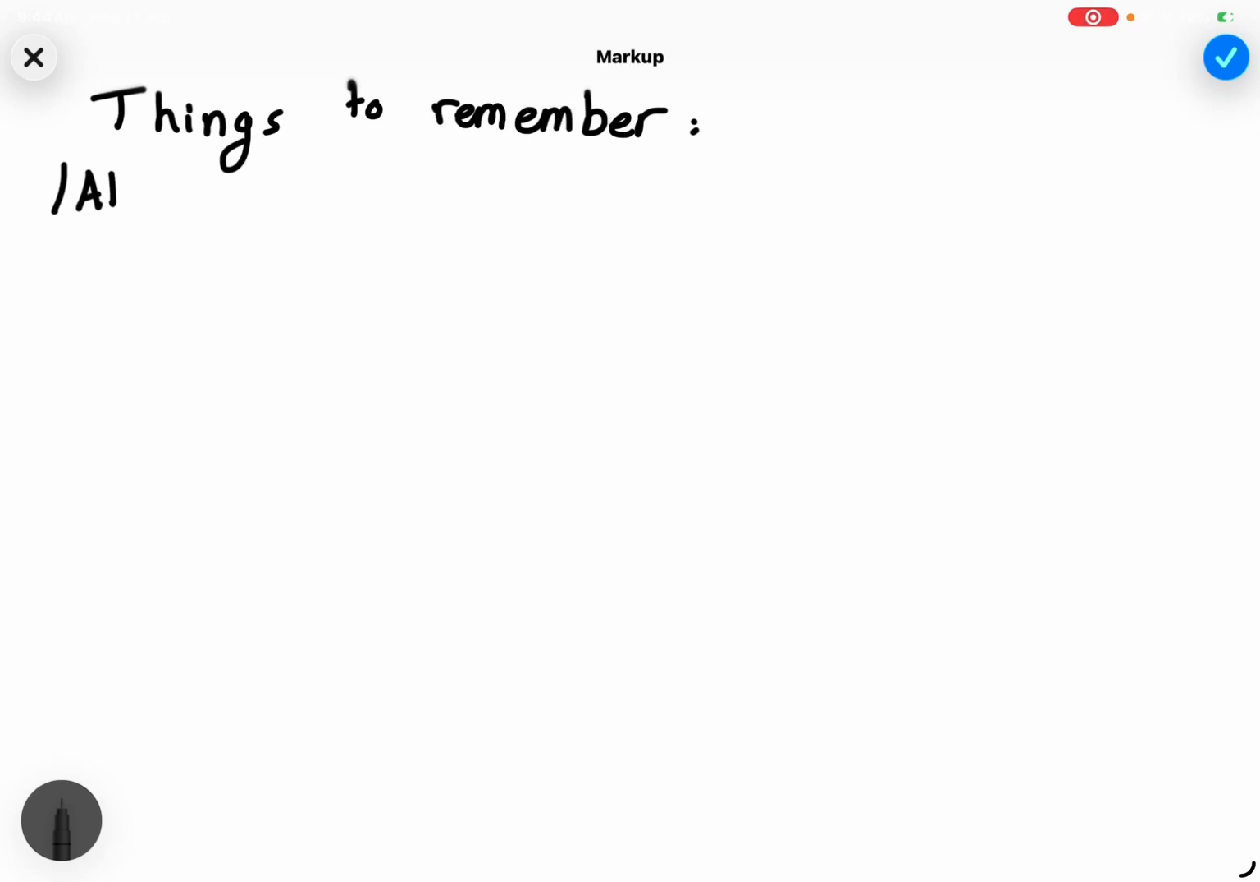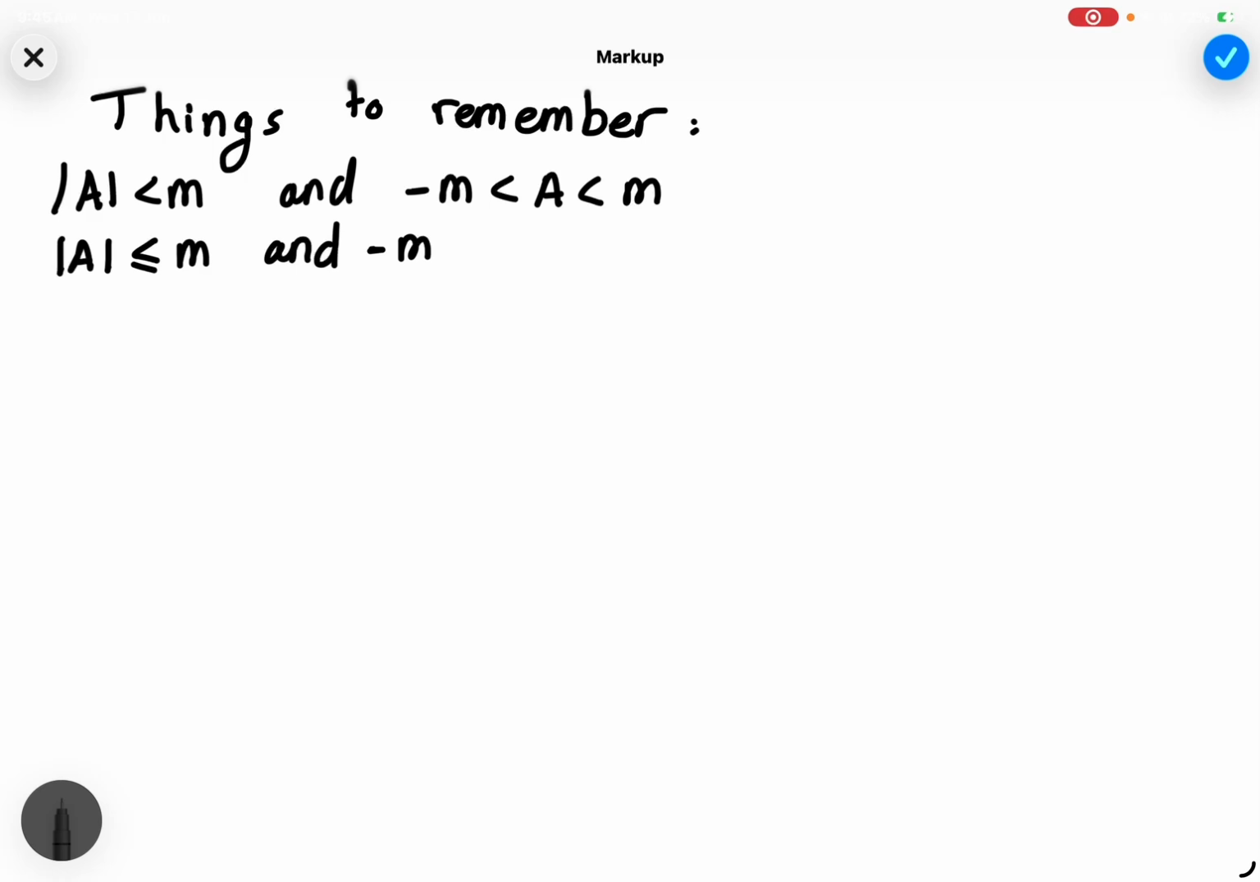When it gives you the absolute value of A is less than M, then the answer is "and". Meaning negative M is less than A, which is less than positive M. And the same goes for the absolute value of A is less than or equal to M: it's also "and", negative M is less than or equal to A, which is less than or equal to M.